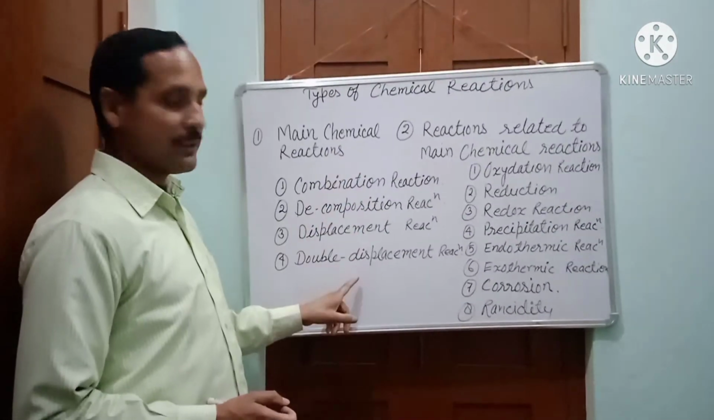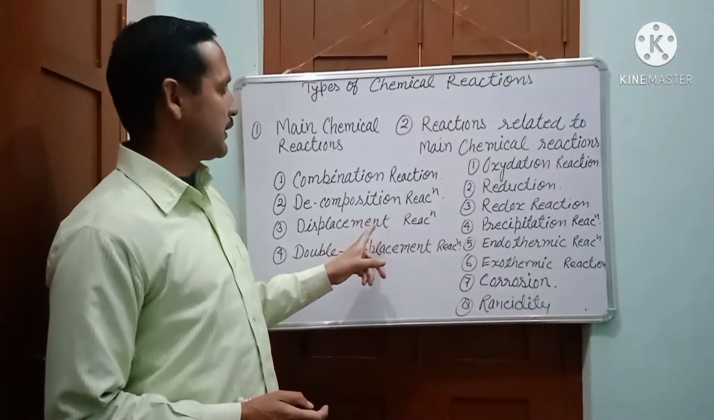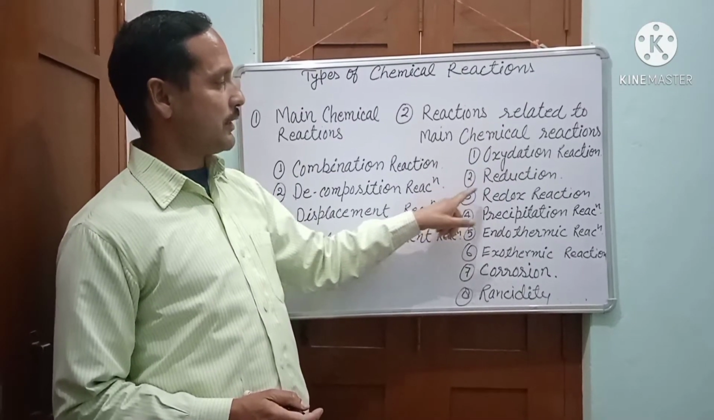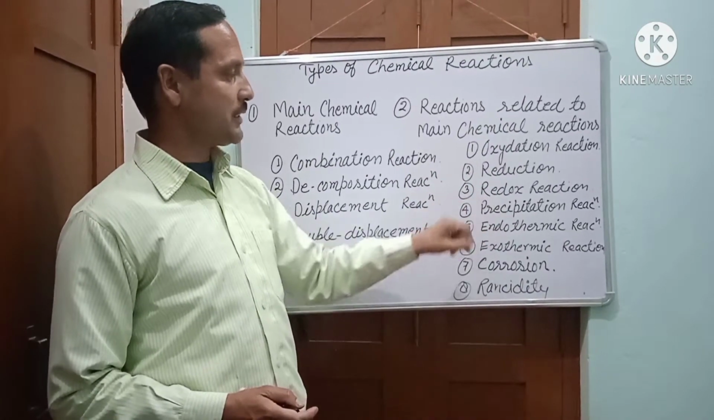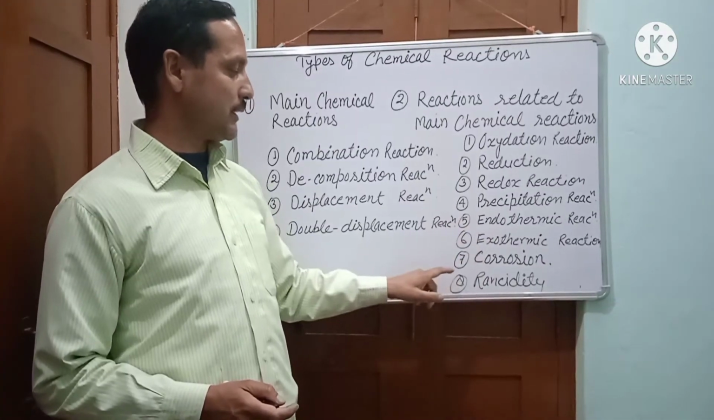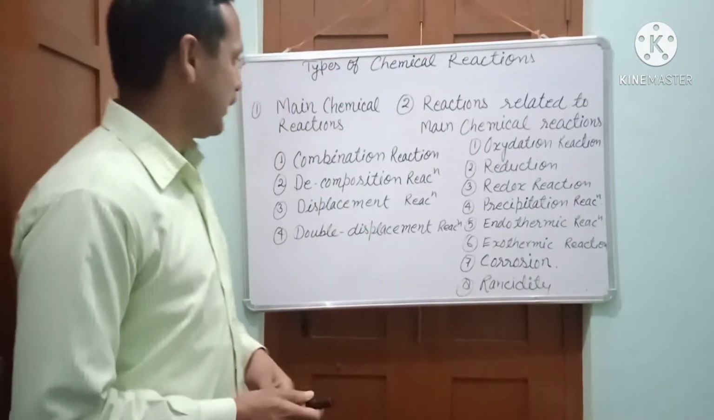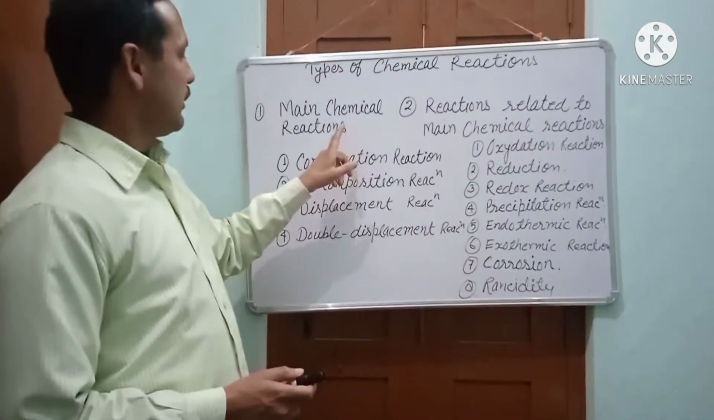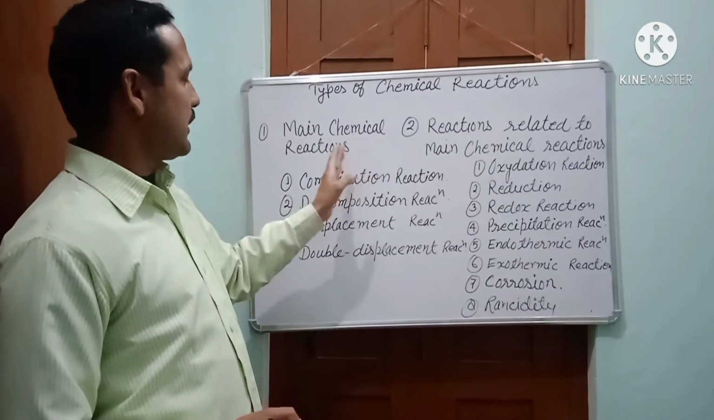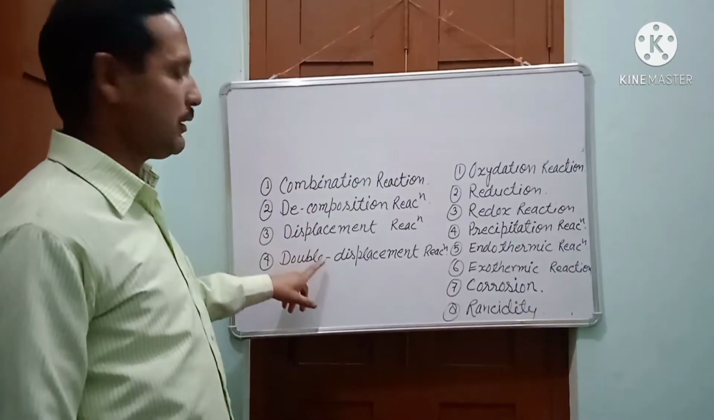These are main chemical reactions, and reactions related to these chemical reactions are first, oxidation reaction, second, reduction, third, redox reaction, fourth, precipitation reaction, fifth, endothermic reaction, sixth, exothermic reaction, seventh, corrosion, and eighth, rancidity. These reactions are called related reactions because these are the same as main chemical reactions. Now we will discuss these main chemical reactions.